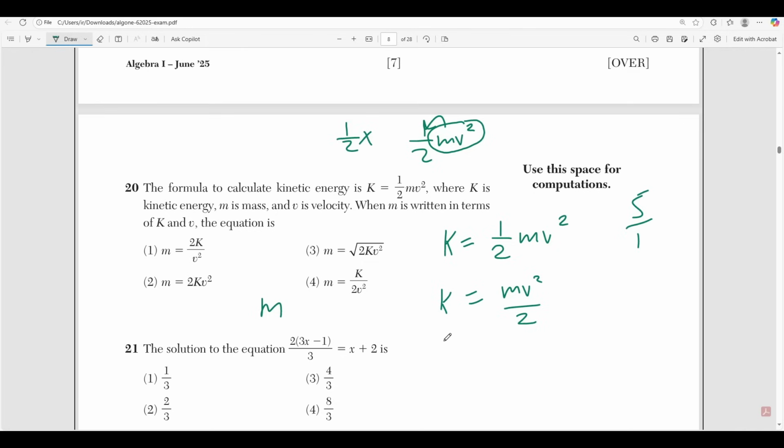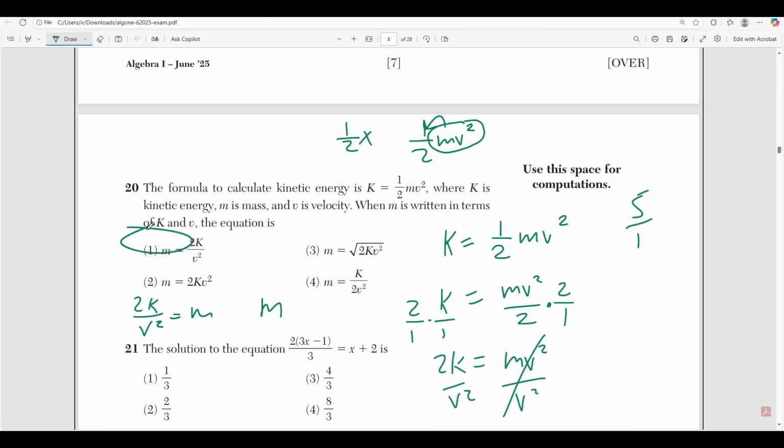Right? So now I want to get m by itself, but now it's in a fraction. So I can multiply both sides by 2 over 1. Okay, and I get that 2k is equal to mv squared, right? Now finally, I want to just solve for m, so if I divide both sides by v squared, I cancel out v squared, and I'm left with 2k over v squared is equal to m, or choice 1.